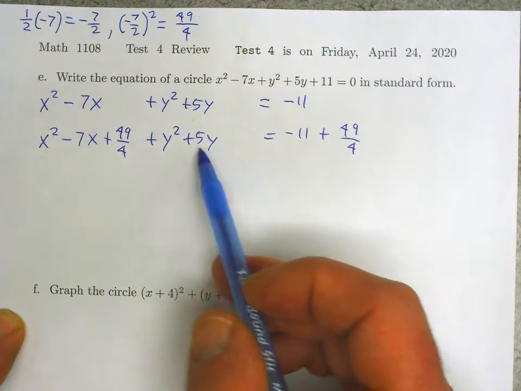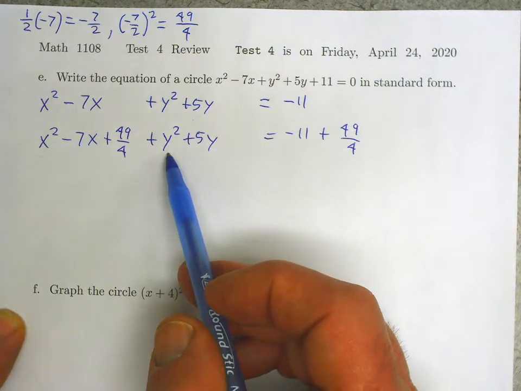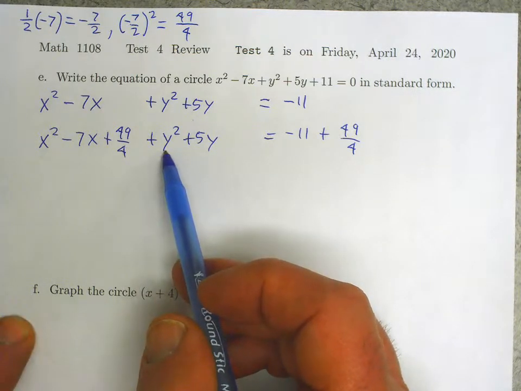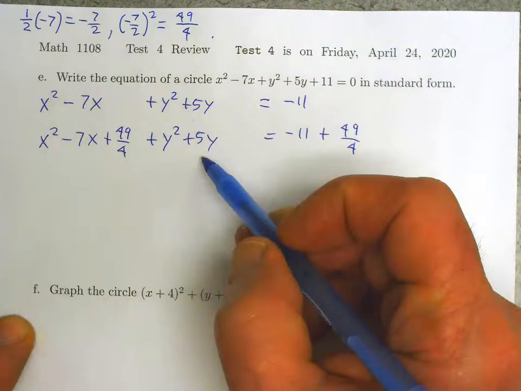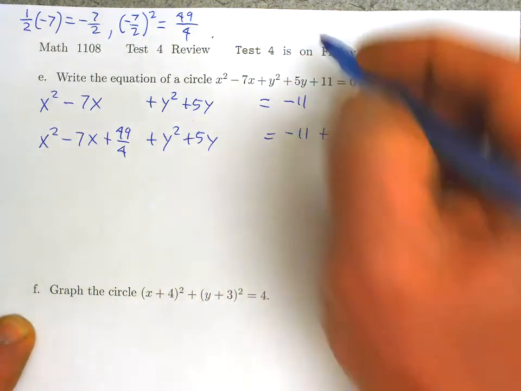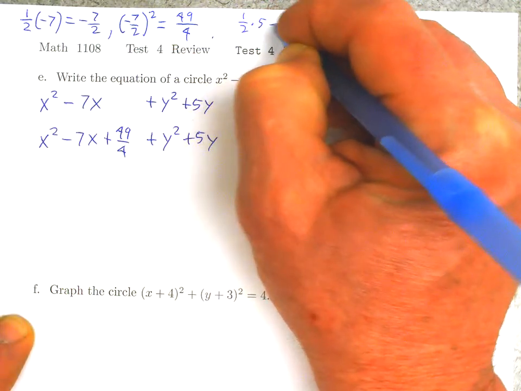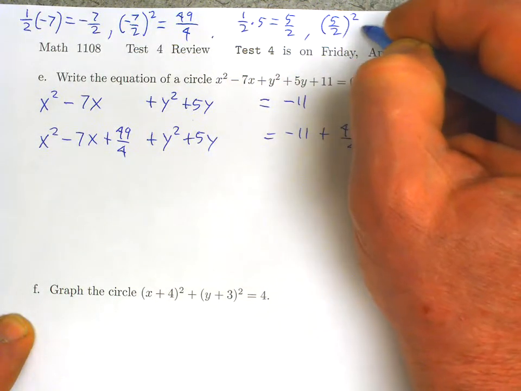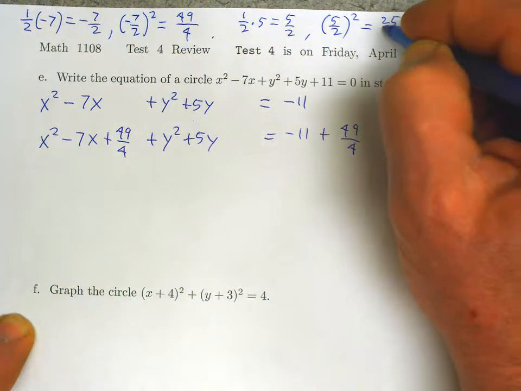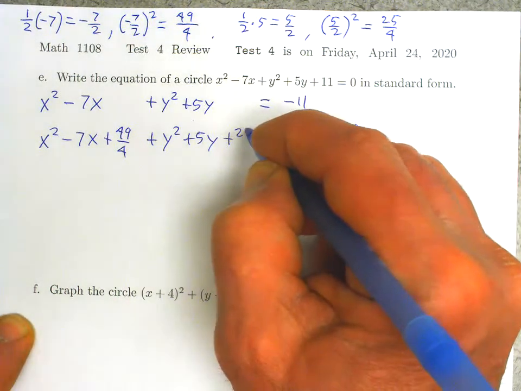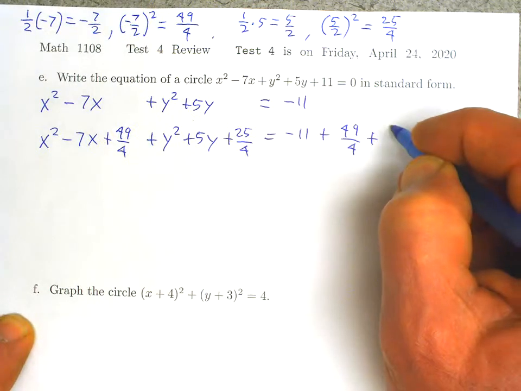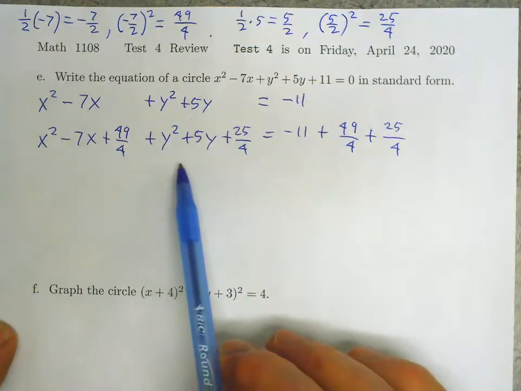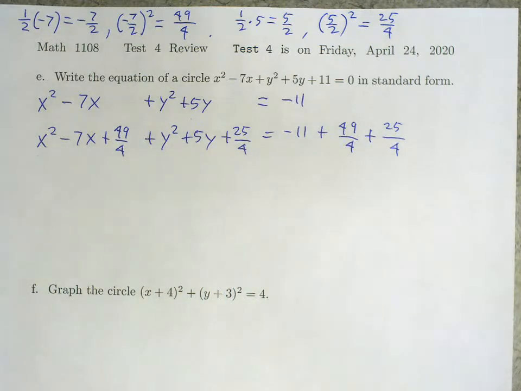Okay, we're also going to create a perfect square trinomial out of the y squared plus 5y. Note the coefficient of y squared is 1, so that means we can take 1/2 of the coefficient of y, so 1/2 times 5 is 5/2. Then we're going to square that number, 5/2. 5/2 squared is 25/4. So we're going to add 25/4 to both sides of the equation. So now y squared plus 5y plus 25/4 is a perfect square trinomial.